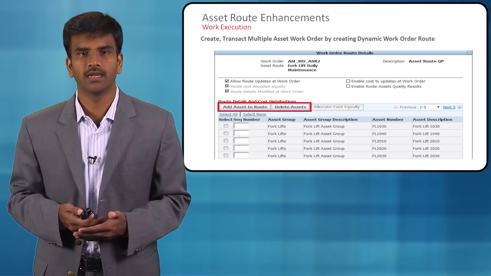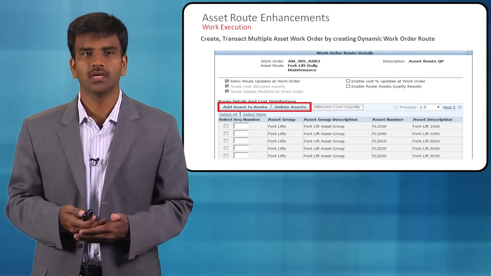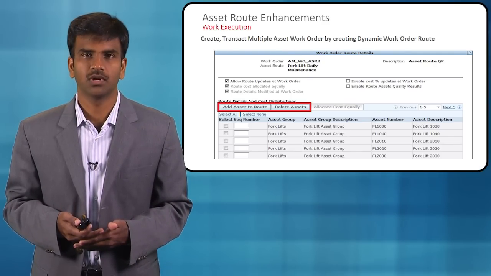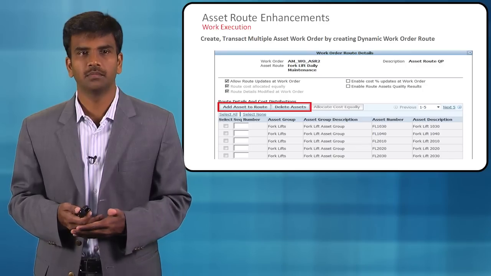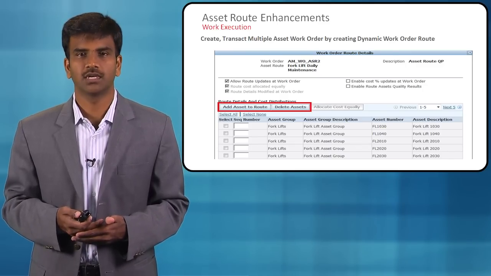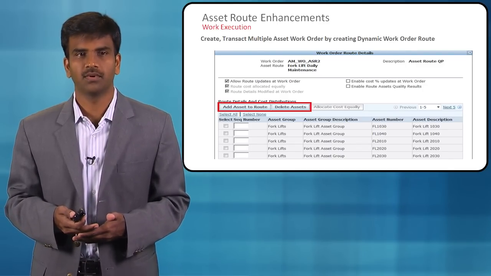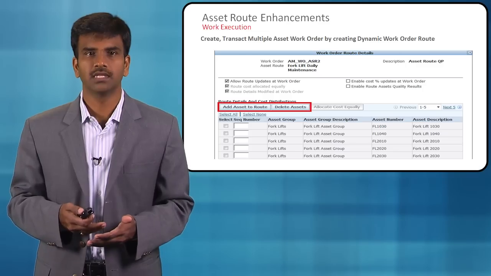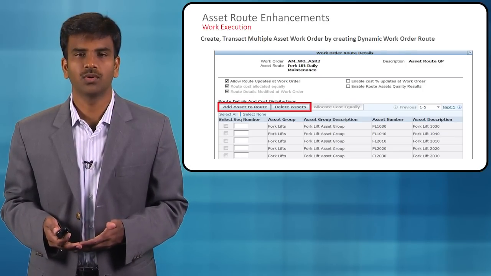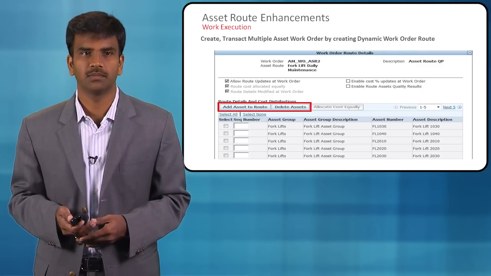This way the planner has full flexibility if he wants to modify the asset route at the work order level. We need not be constrained by the predefined asset route setup, and based on the dynamic needs of the field, they can completely create a new work order route and plan the work order for that particular asset route.